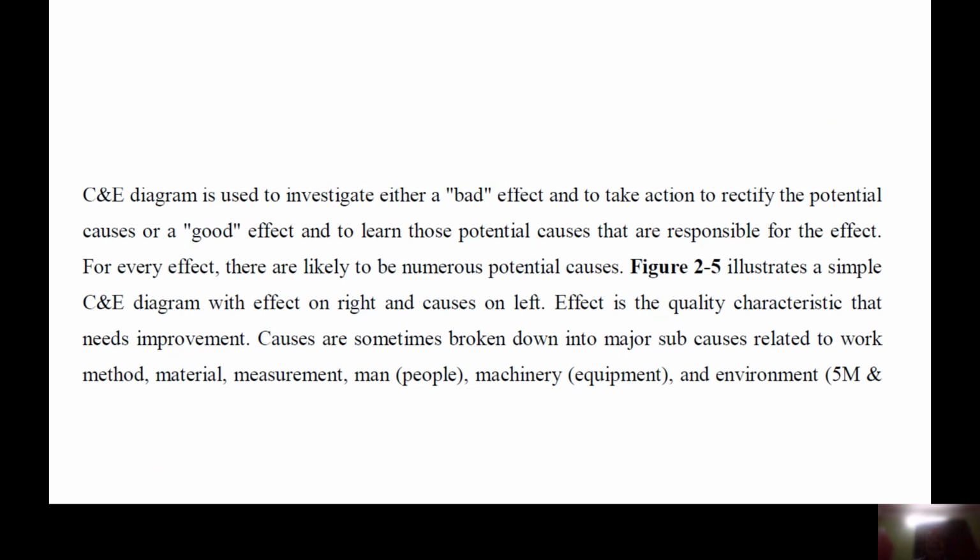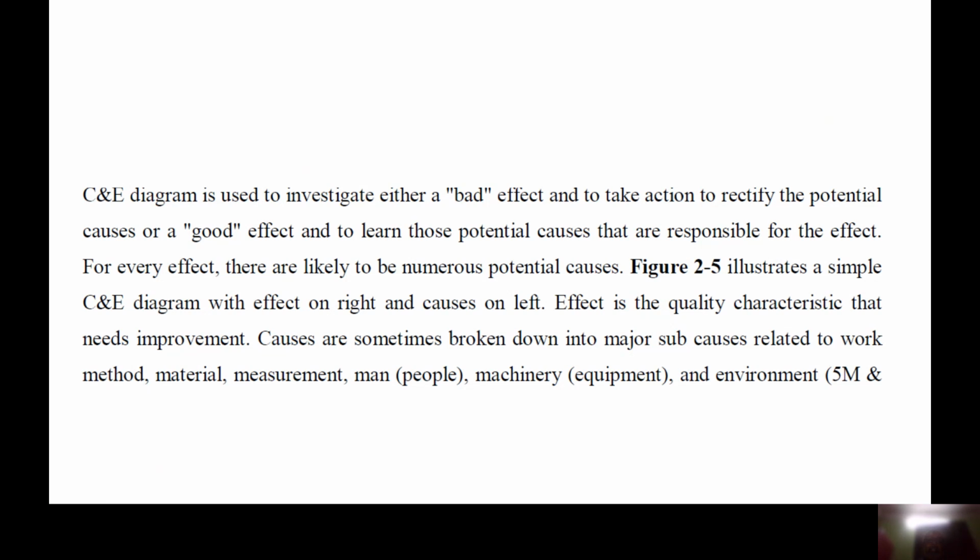So we are going to show some 3 or 4 examples where the effect will be a bad thing, and to take action, what are the potential causes, and then you should rectify the potential causes. Or otherwise, we can have a good effect and we can find out what are the causes that are present for the effect. So now all the effect will come on the right side.